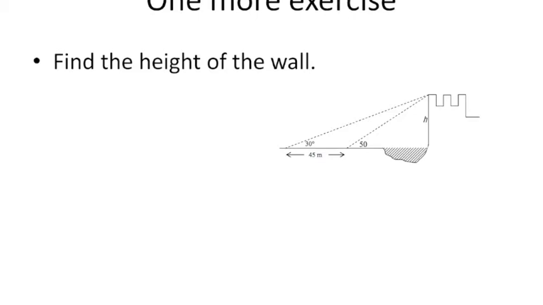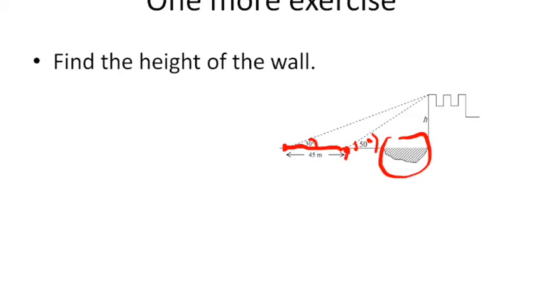We want to measure the height of a wall, and it's very muddy, just down the wall over here. So they measure the distance, which is 45 meters, and we know this angle is 30 degrees, this angle is 50 degrees. Using this information, from here to here is 45 meters, this angle is 30 degrees, this angle is 50 degrees. We want to find the height of this wall.